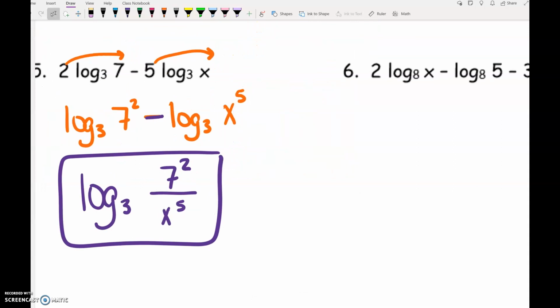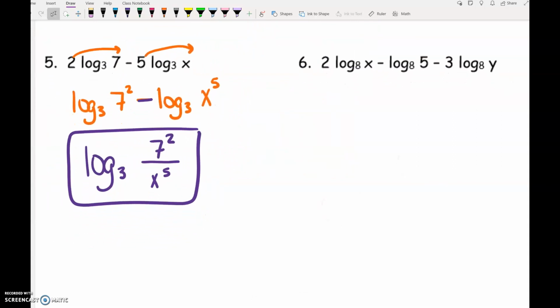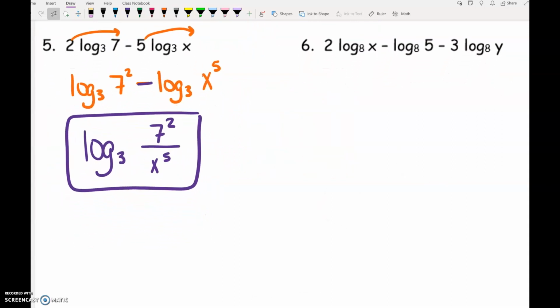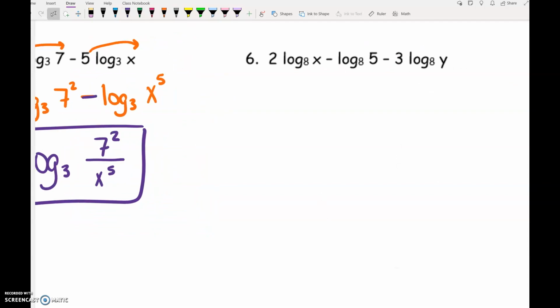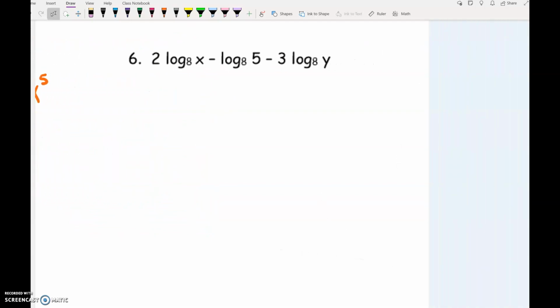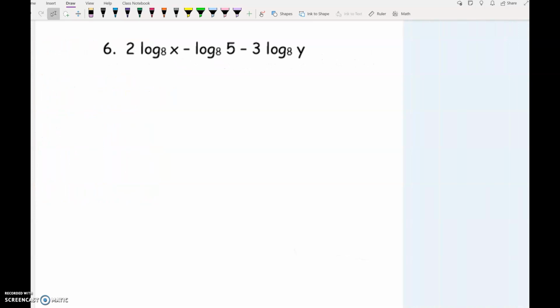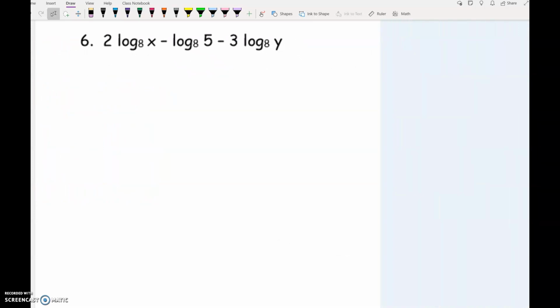Okay, I want you to pause the video and try number 6 completely on your own. Did you pause the video? For some reason, I feel like you didn't pause the video and you're just waiting for me to do the problem for you. I think you should pause the video and try it on your own. Like, seriously, pause the video. I mean it. Do it. Okay, if you've lasted this long, then I guess there's nothing I can do.